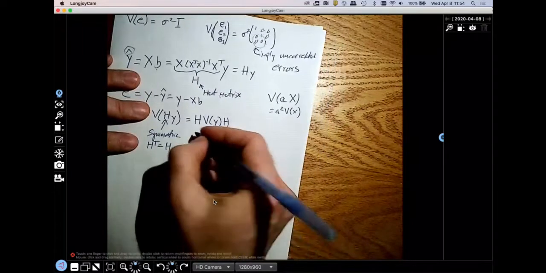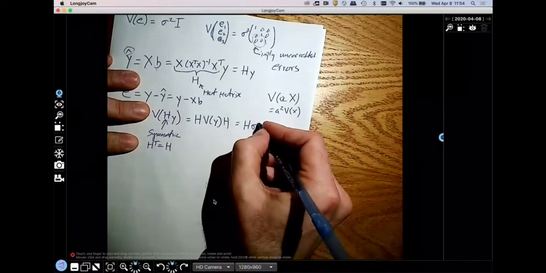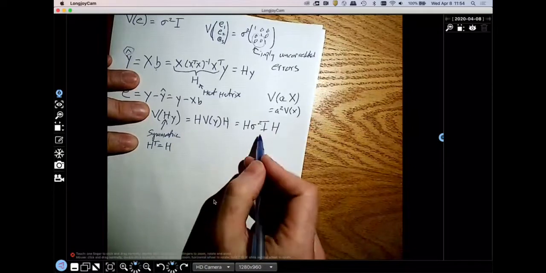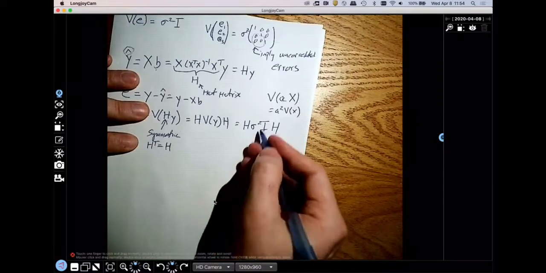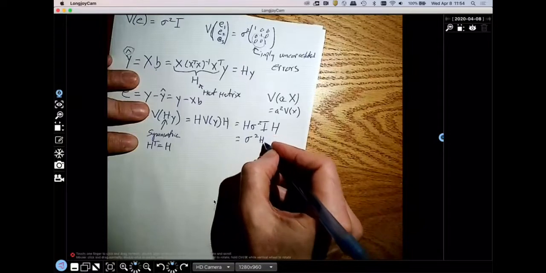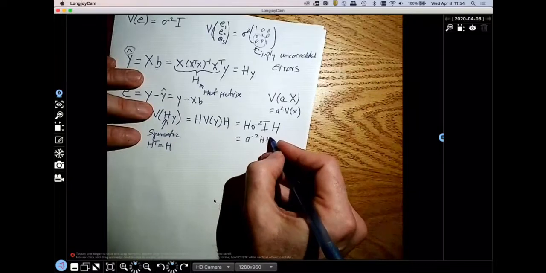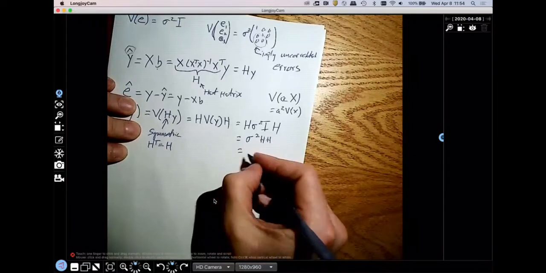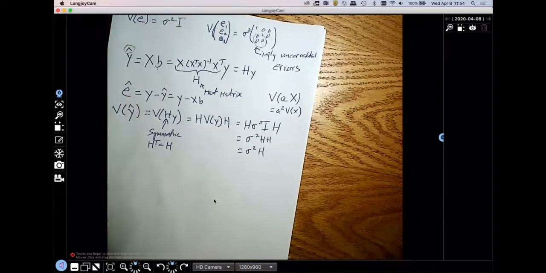So what is this? This is going to be H times sigma squared I times H again. Well, the sigma squared is just a scalar value, so we can pull that out in front, and we're left with sigma squared times H. Now the identity matrix doesn't change anything. That's like multiplying by a 1. So it's really sigma squared HH, but HH is just H. So sigma squared times H is the variance of y hat.